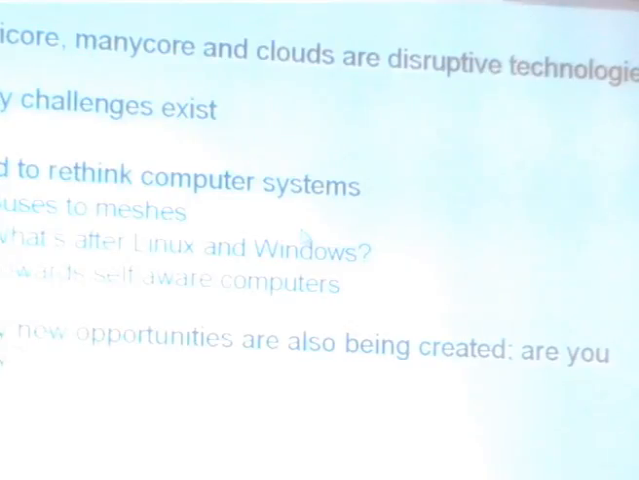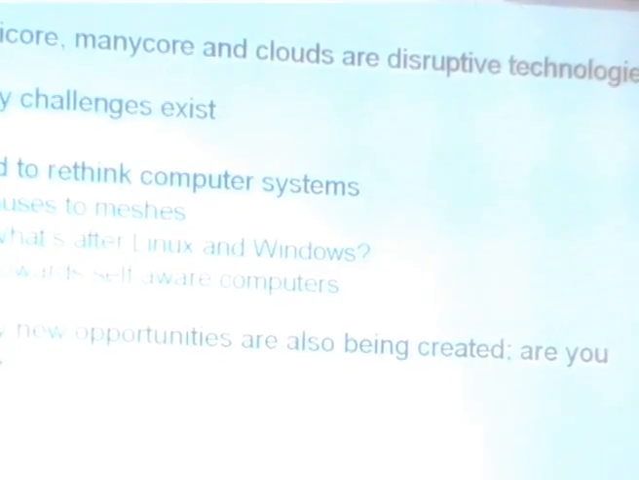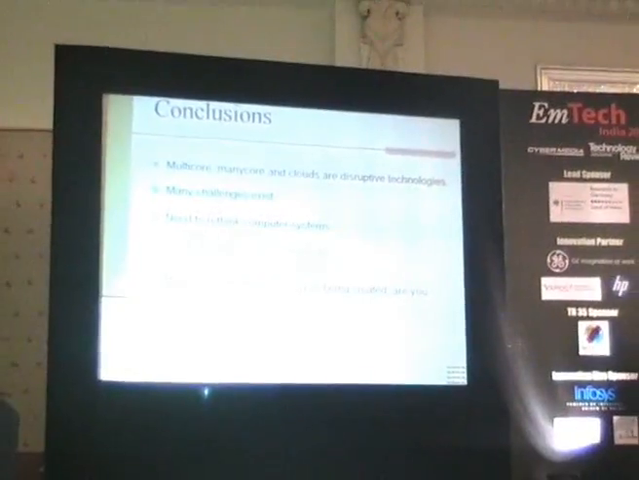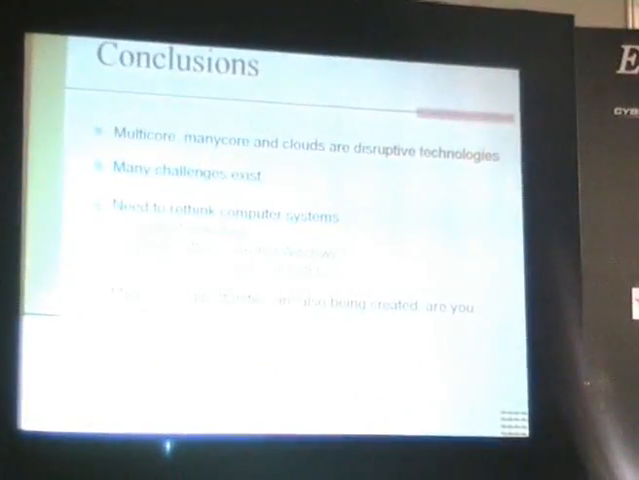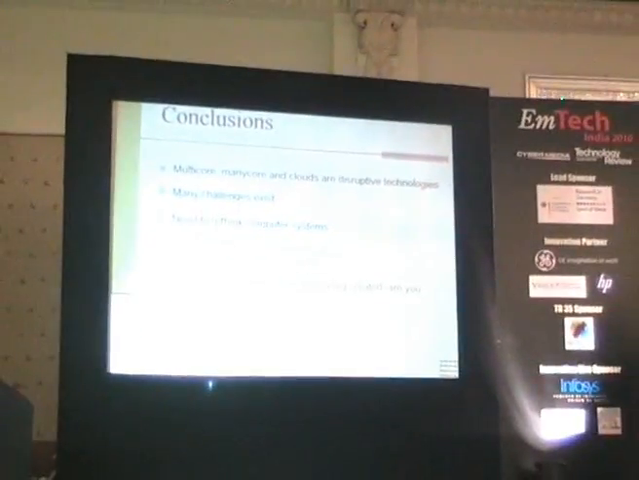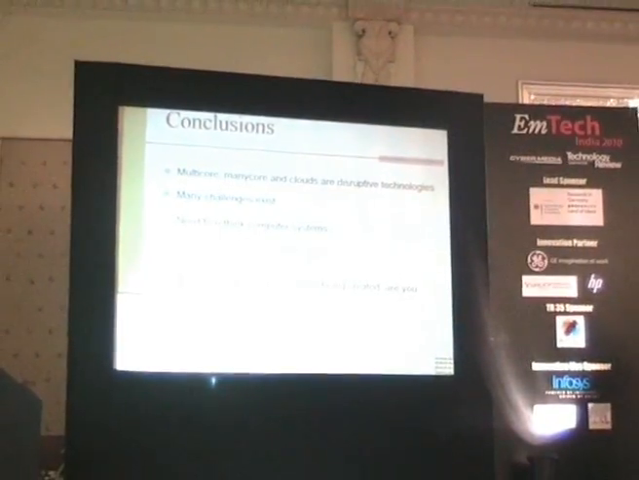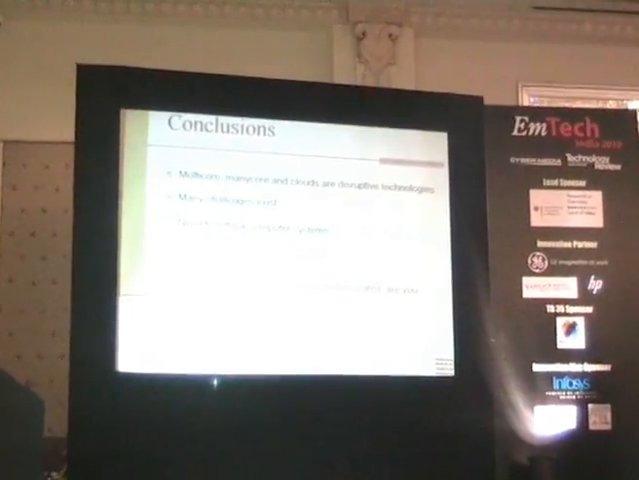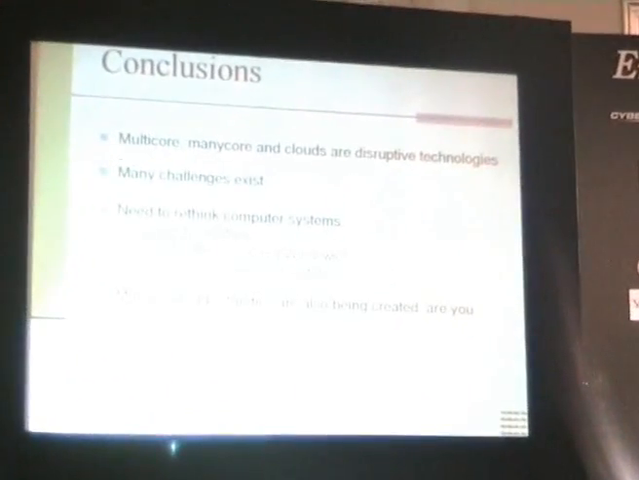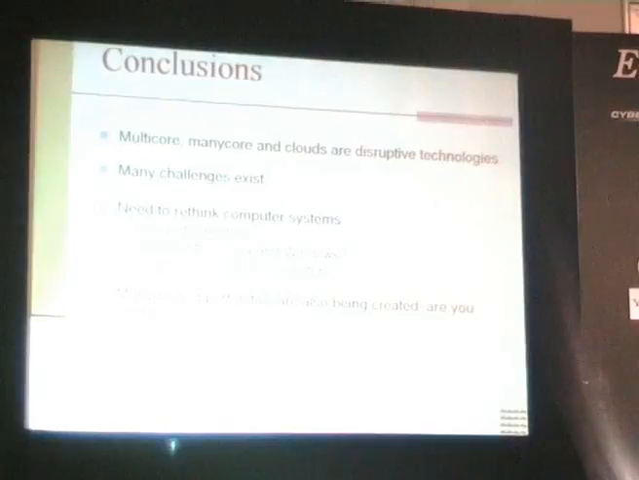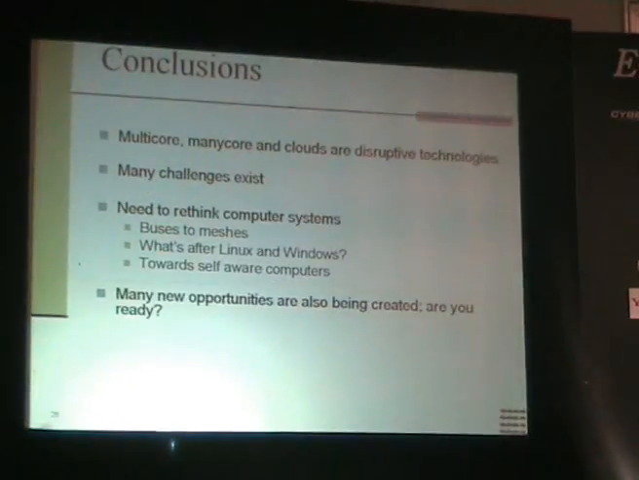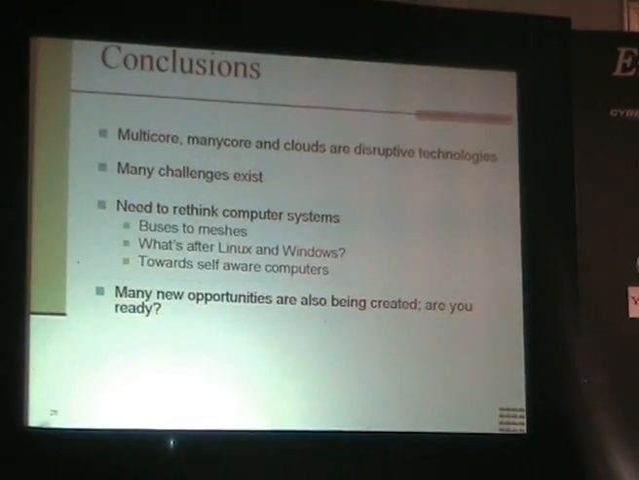So finally, to conclude, just to reiterate, a big disruption is happening as we speak. The many-core cloud disruption. These are disruptive technologies, but many challenges exist. We talked about 3 challenges. The interconnect challenge. We can overcome that by going to mesh architectures. There's the operating system challenge. We can build newer operating systems. What's after Linux and Windows? We need the next big thing.